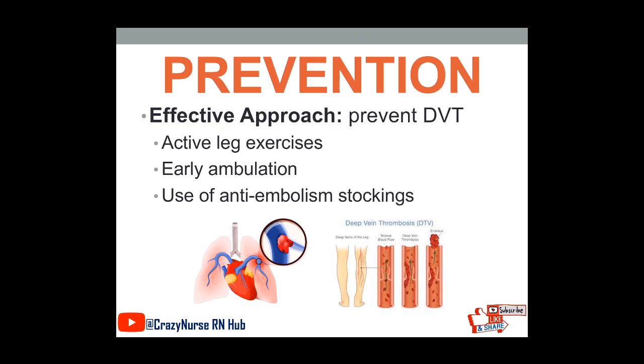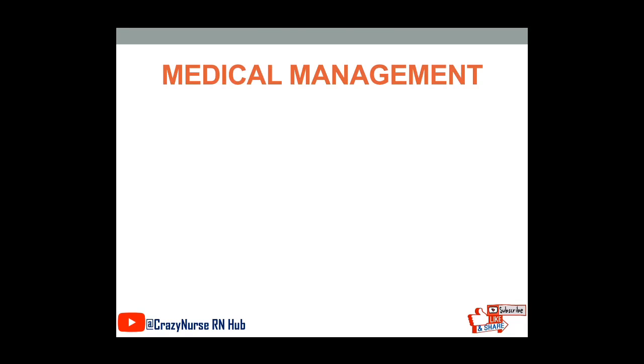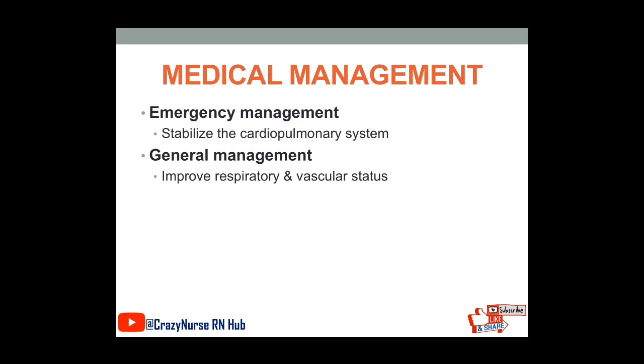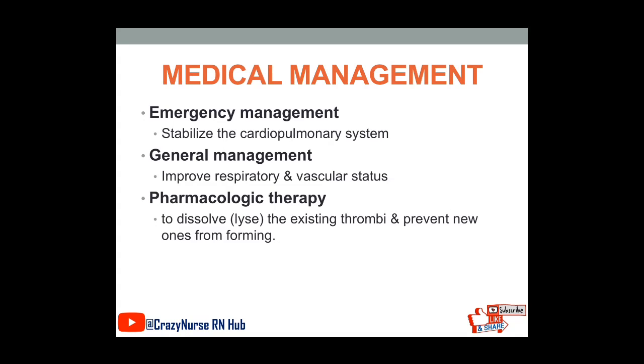For the prevention of pulmonary embolism, we have to prevent the deep vein thrombosis as an effective approach by way of active leg exercises, early ambulation, use of anti-embolism stockings. For the medical management, we have here emergency management. The main goal of this emergency management is to stabilize the cardiopulmonary system. Also, we have the general management. It aims to improve respiratory and vascular status.